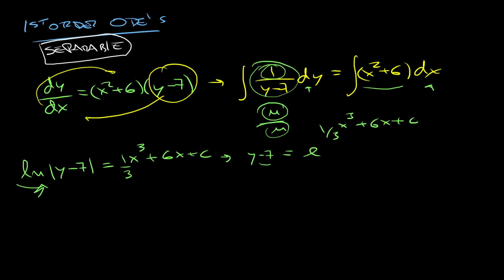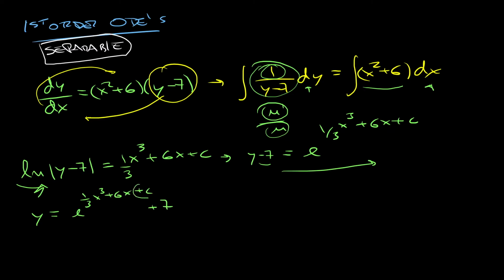And now the 7 can go that way. So now we have just y on this side, so we have y equals e to the 1/3 x to the third power plus 6x plus c, plus 7.